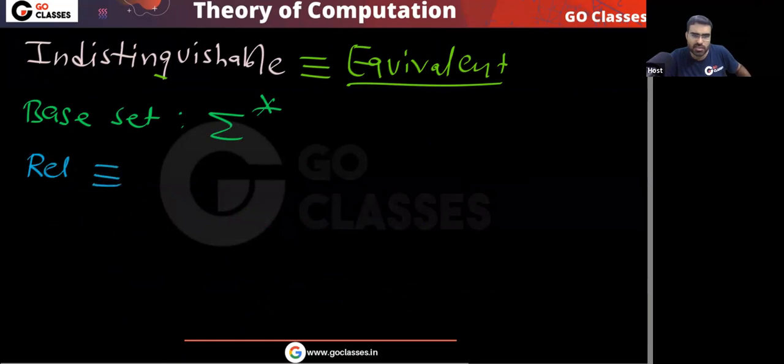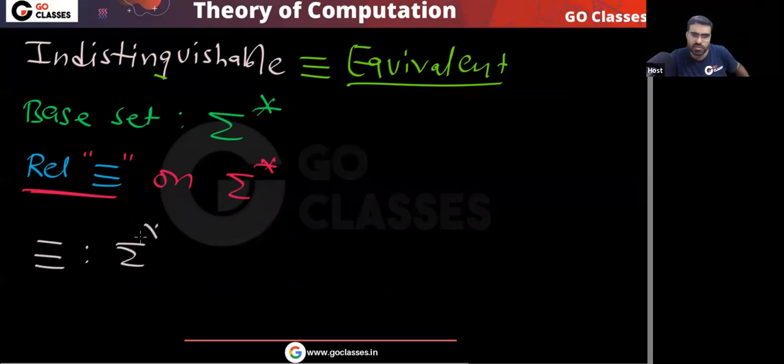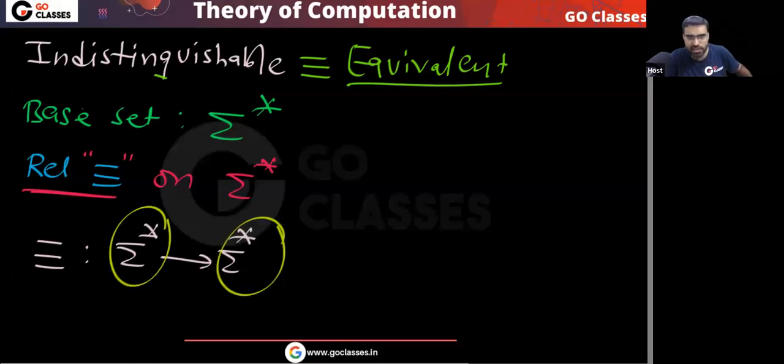So remember, your base set is sigma star. And the question has defined this relation on sigma star. This is a relation from sigma star to sigma star, which means strings of sigma star will be related to strings of sigma star. And this is the given relation.